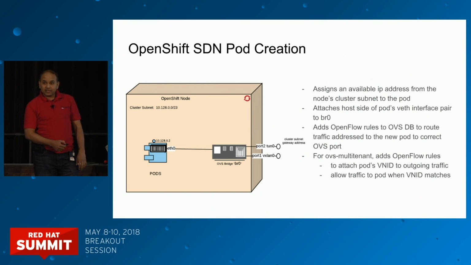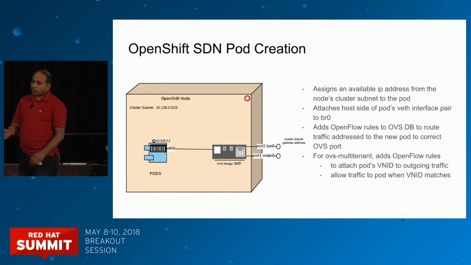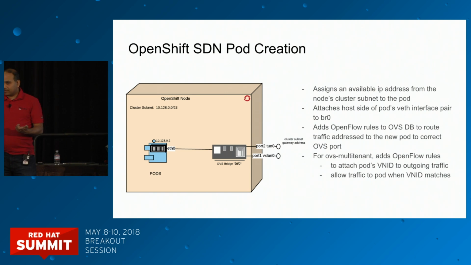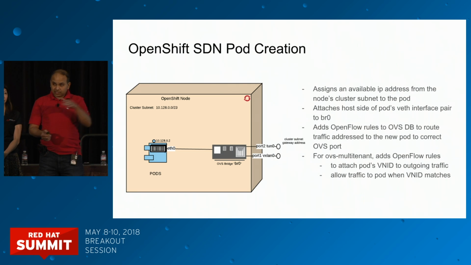In case we are setting it up in that OVS multi-tenant mode, let's say, then the OpenFlow rules are created in such a way that if the traffic is coming with the same VNID, it is allowed, otherwise it's not allowed. Those configurations are taken care of, right?